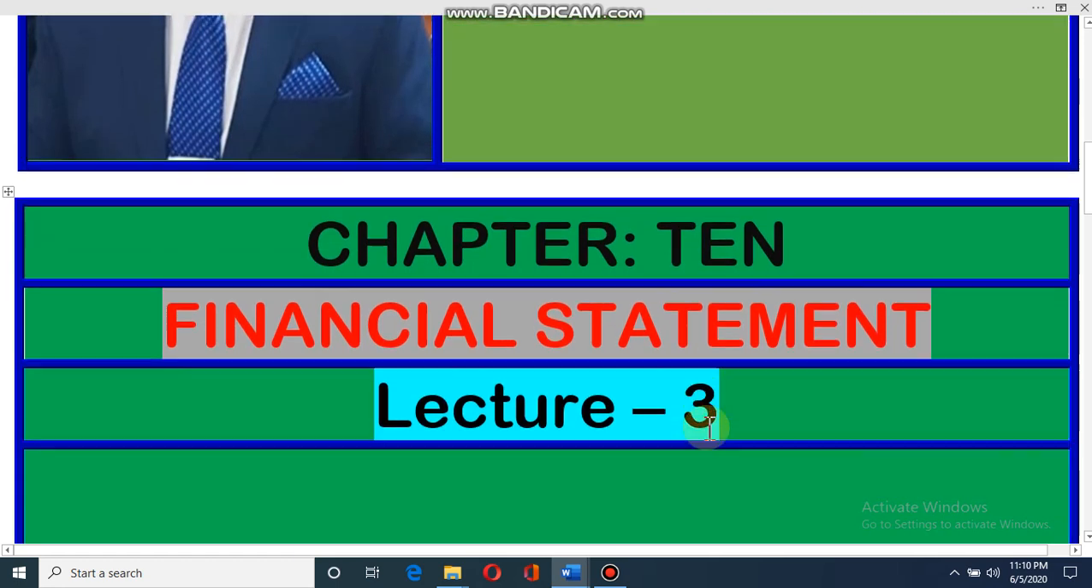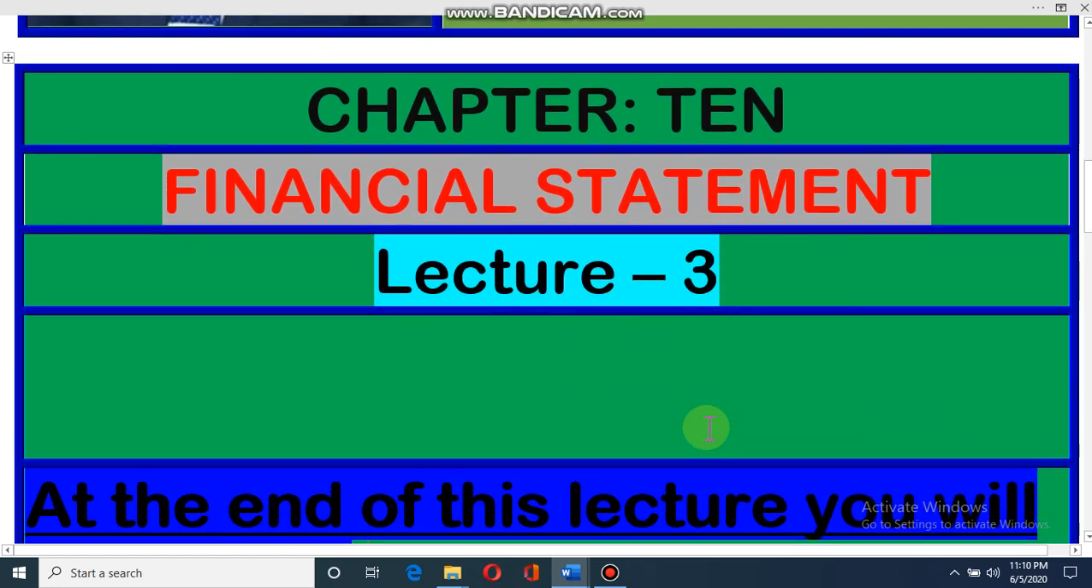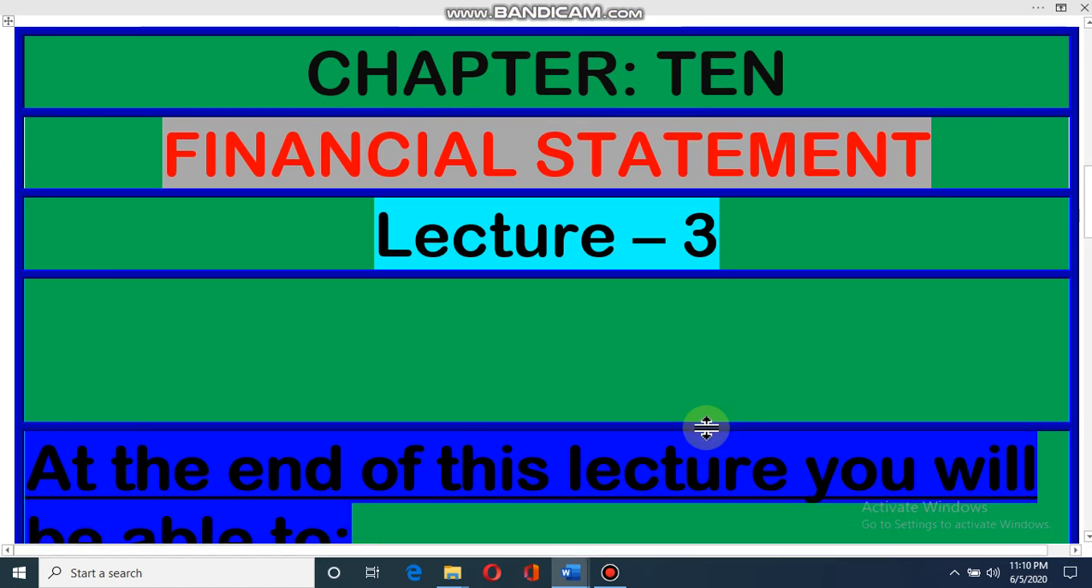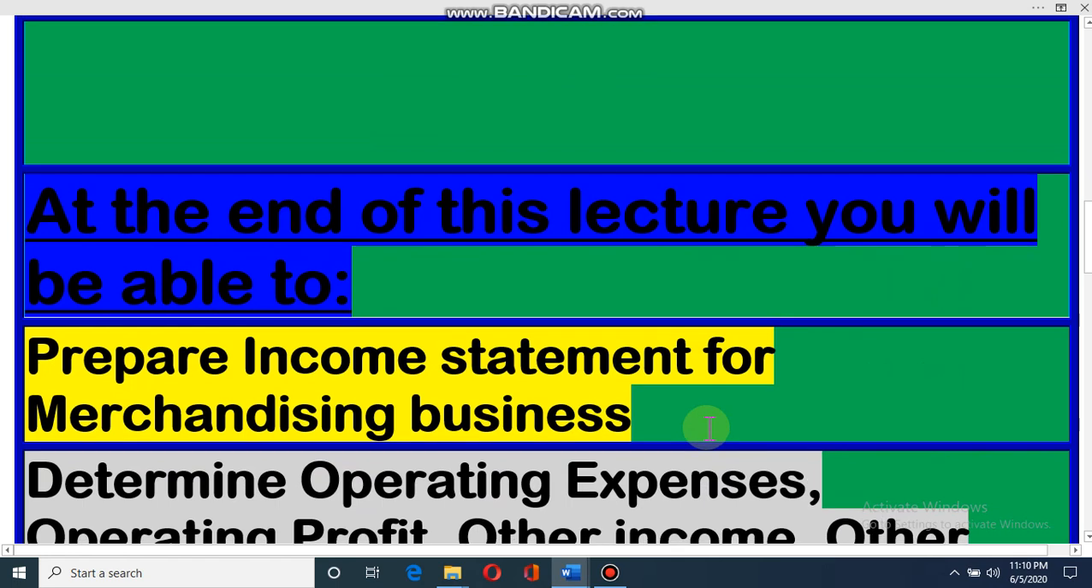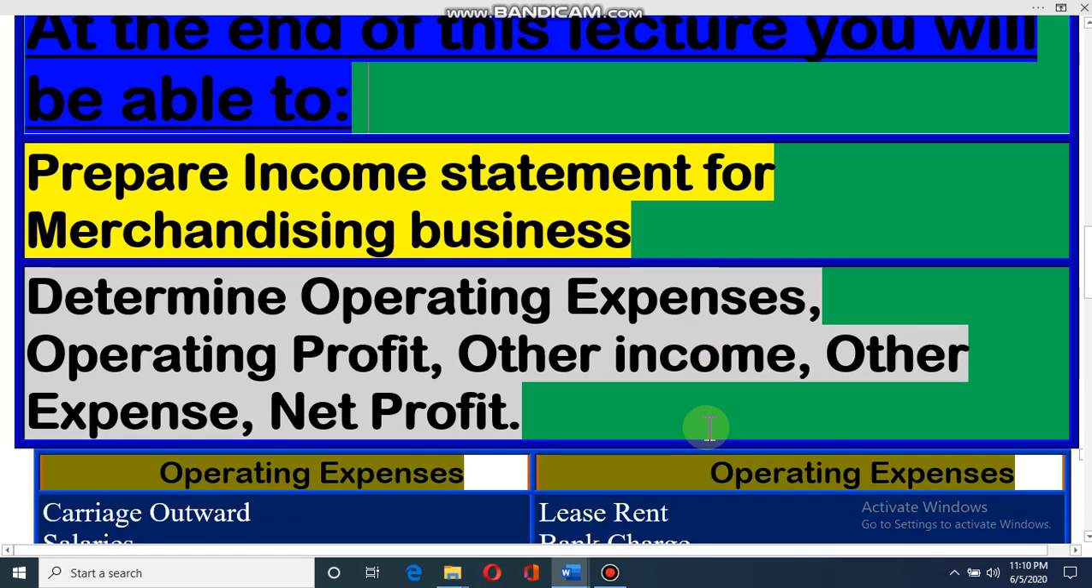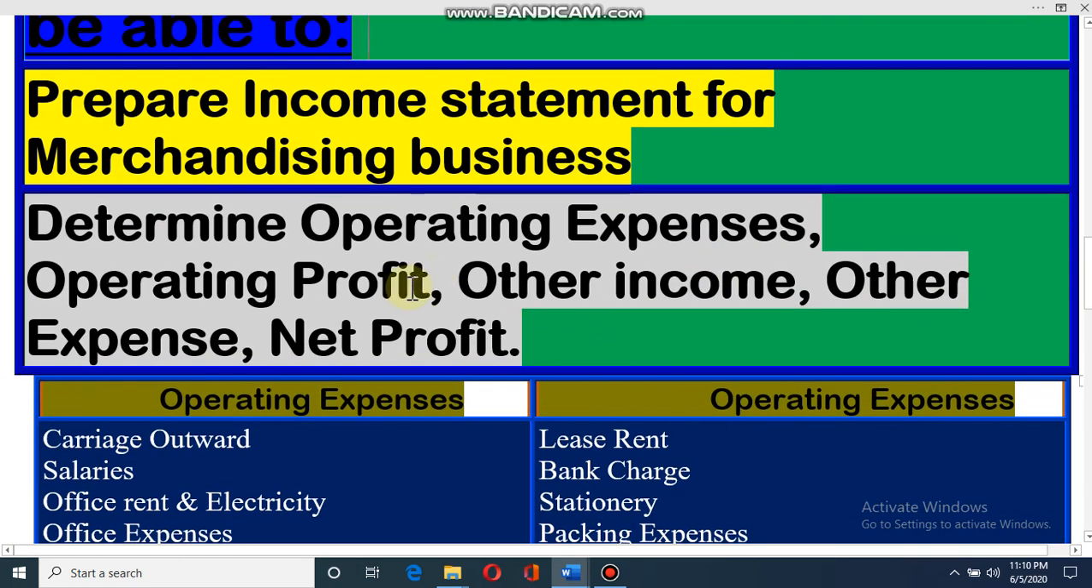Dear student, today we'll discuss Chapter 10, Financial Statement, and this is our lecture 3. Dear student, at the end of this lecture, you will be able to prepare an income statement for a merchandising business, and determine operating expenses, operating profit, other income, other expenses, and net profit.